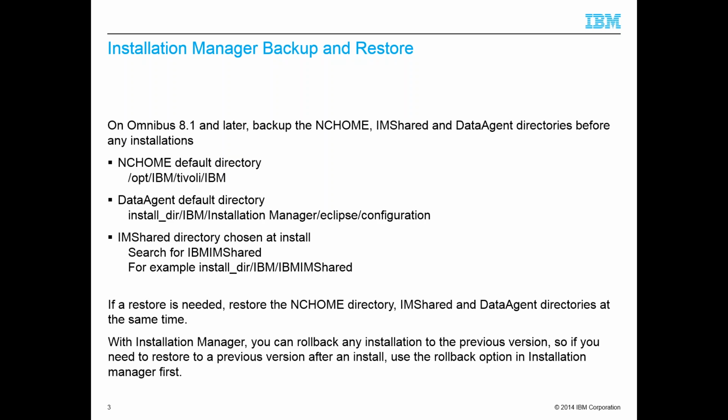If a restore is needed, you can restore the NC Home directory, IM Shared, and Data Agent directories all at the same time. With Installation Manager, we do have a new rollback option during installation to roll back to a previous version. I'll be going through that during this as well. So if you need to restore to a previous version of a probe or gateway after an install, you can use the rollback option instead of doing a complete restore.